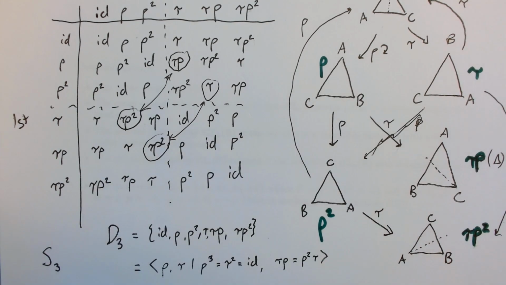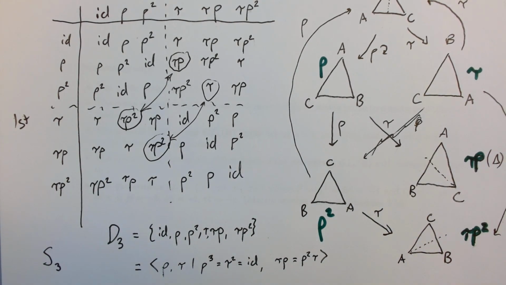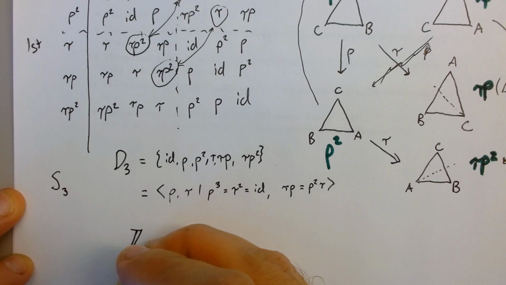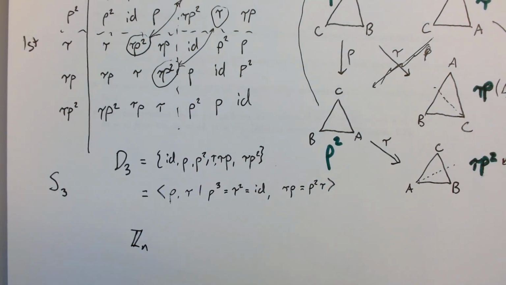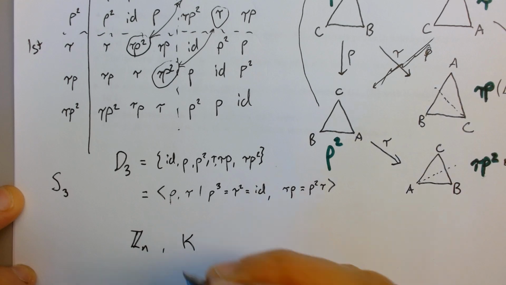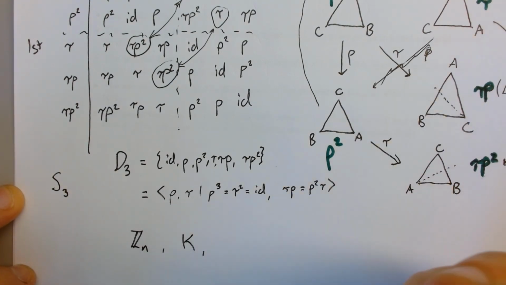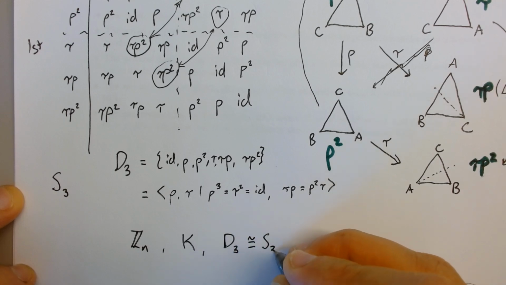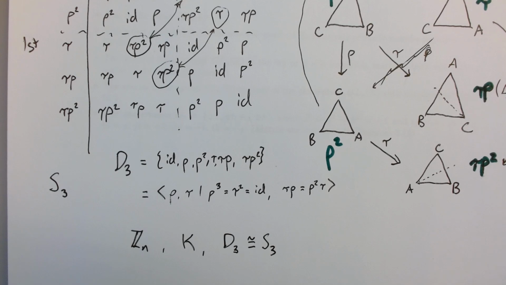Okay, I thought maybe I'd have enough time to start the next section, but I think we'll stop this video here and then start the next video on 3.3, where we'll finally give the definition of a group. So far, we've just been looking at a few examples of groups. We've seen Zn, the integers modulo n, and the Klein 4 group K, and we've seen D3, which is isomorphic to S3. Those are the groups we've seen so far, but of course we'll see many others.